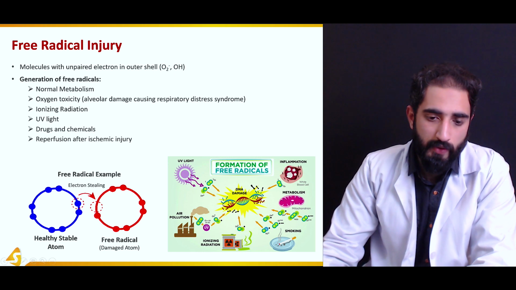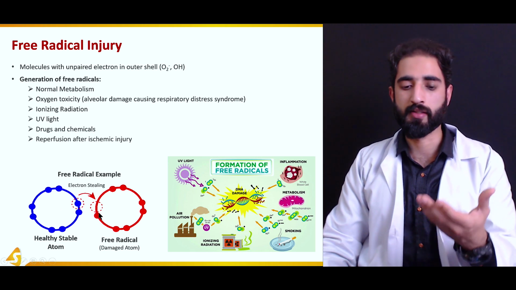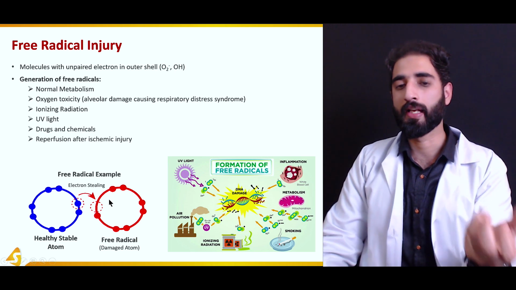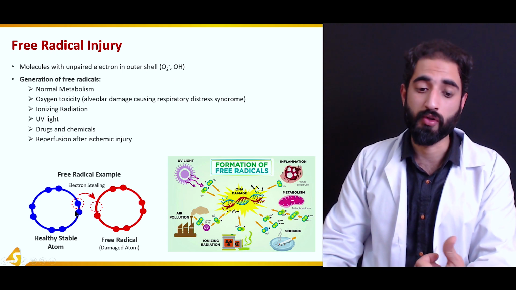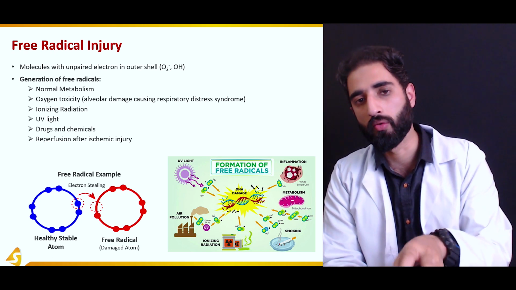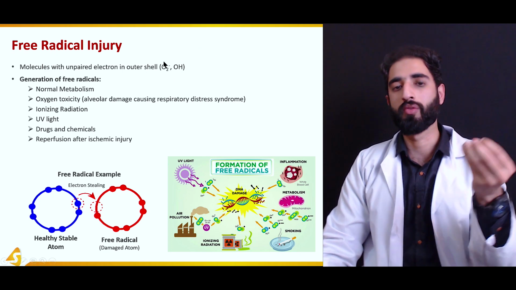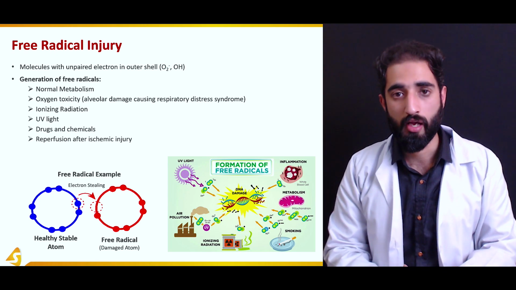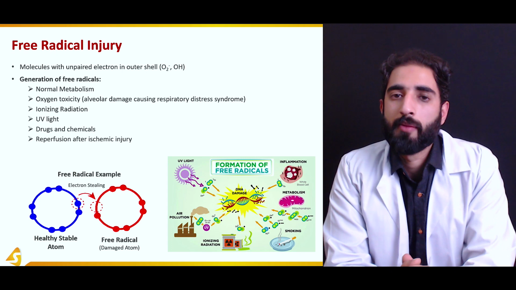You can see the example here. This is a picture, a very good example. You can see this is a healthy, stable atom, and this is a free radical, which is a damaged atom. This free radical can actually take an electron from the other atom, which is a healthy stable atom, and then that stable atom would also convert into a free radical. This can also occur with molecules, not only atoms. These reactive entities would damage the different structures of the cell because everything is composed of molecules and atoms.